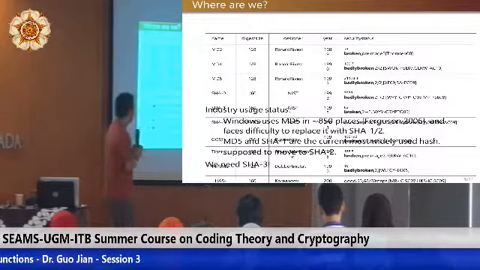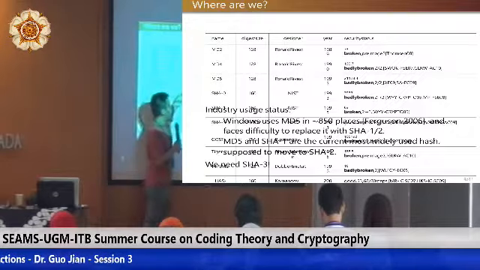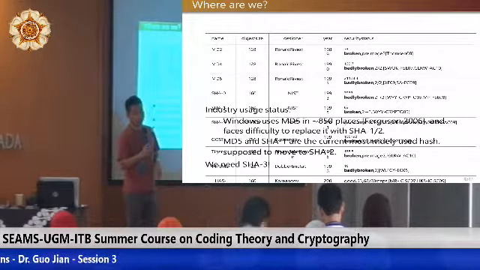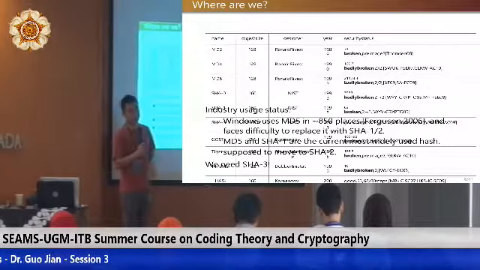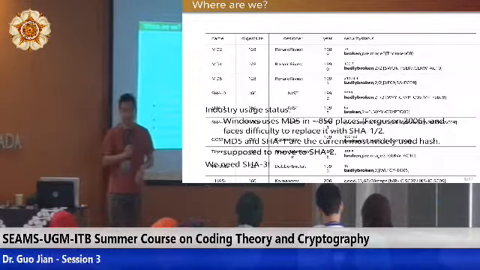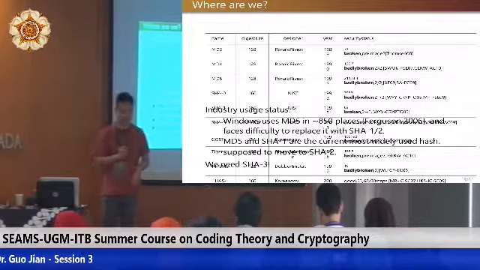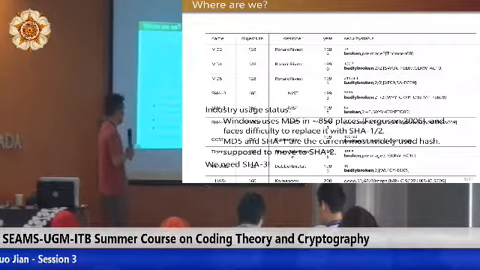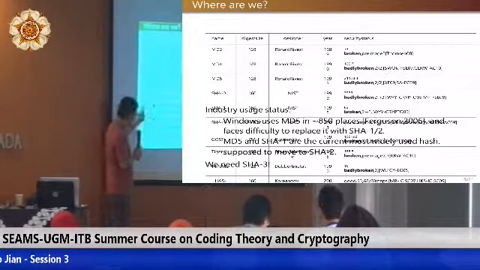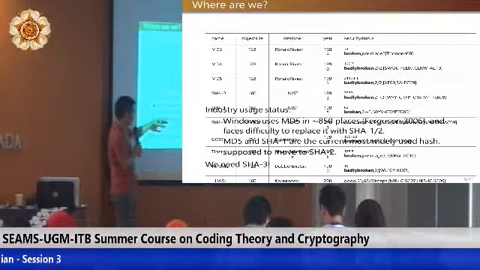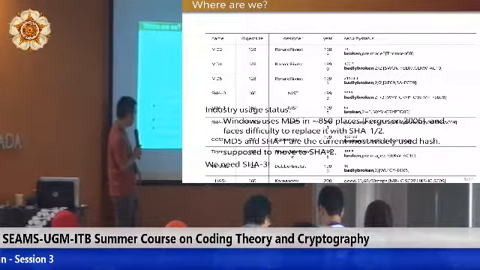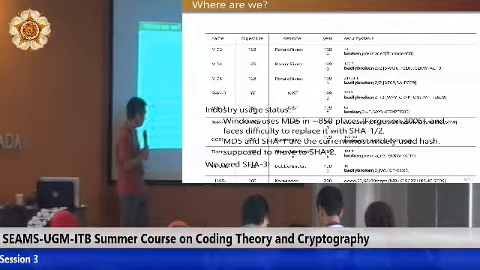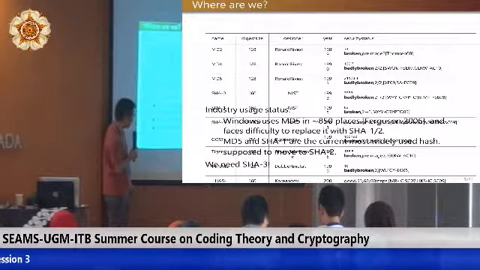SHA-1 was broken in 2005. 14 years later, people were still using SHA-1. So you can see the migration really takes a long time and lots of effort. For example, before SHA-3, there was a survey calculating the places where MD5 was used, roughly 850 places in 2009.